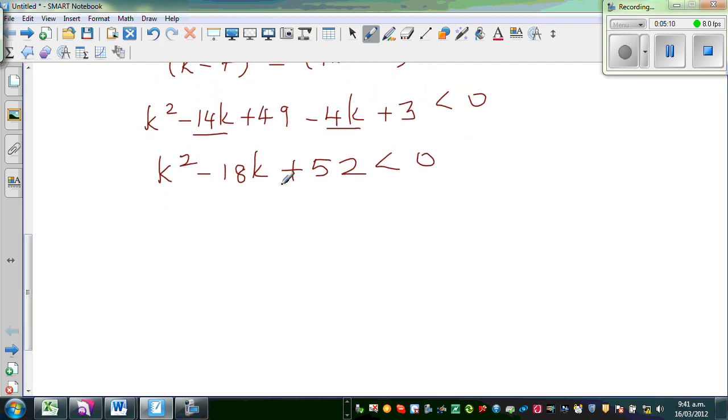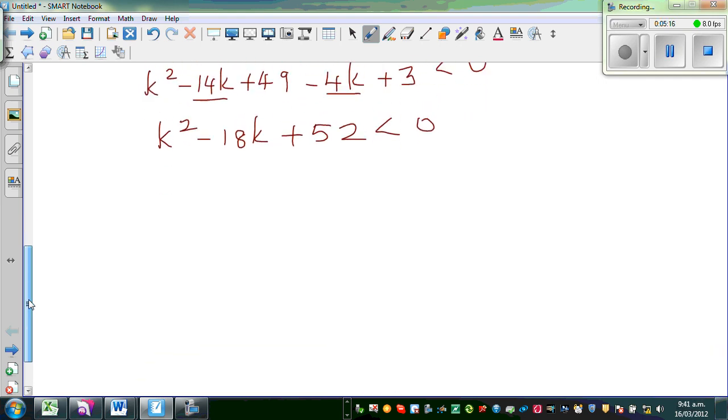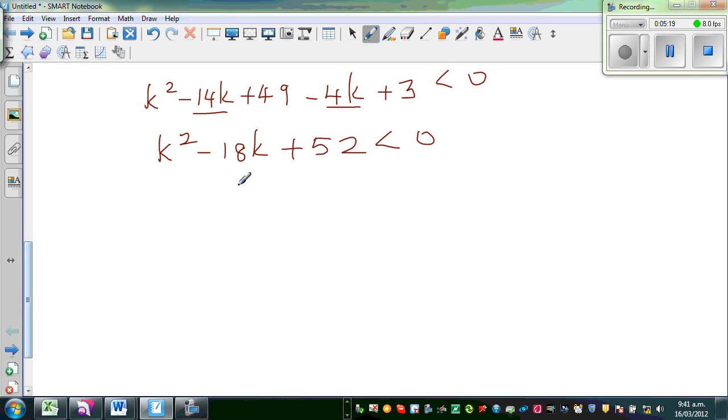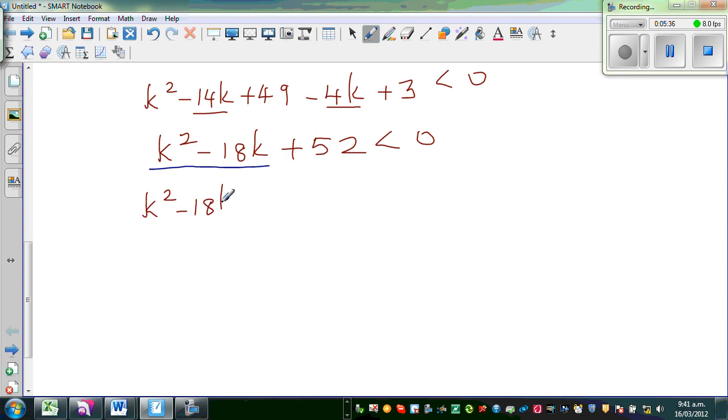We want the exact answer, so we can't use the calculator. You can use the calculator later on to check the answer. So let us use the method of completing the square and draw the graph, and then we'll understand it graphically. This is k squared minus 18k. To complete the square, you take half of negative 18, which is negative 9, and then square it. It's plus 81. Then you immediately take away 81, and you already have this 52 sitting here.